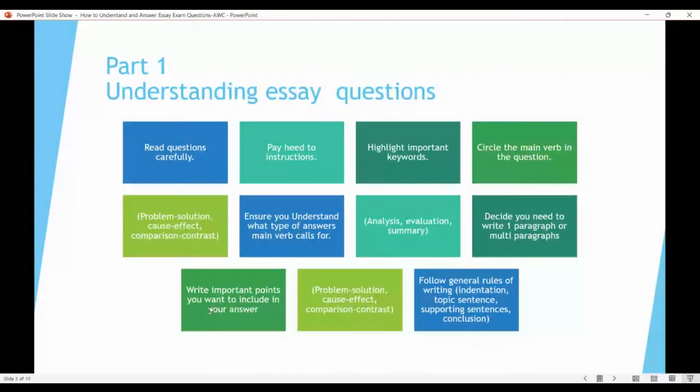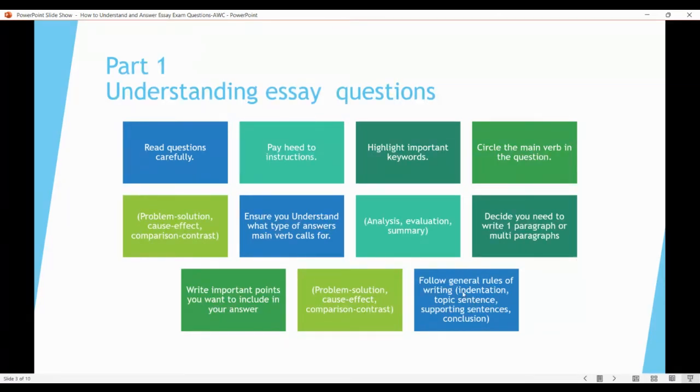You need to write important points you want to include in your answer. So before you begin writing, you need to collect ideas. You need to brainstorm ideas before you write. It could be about different essays.